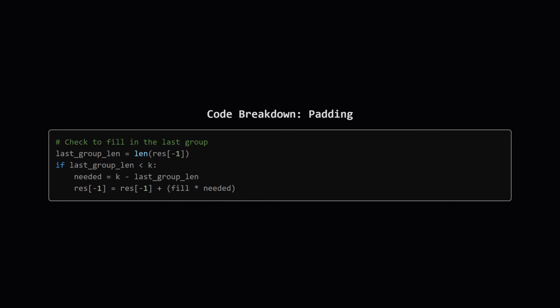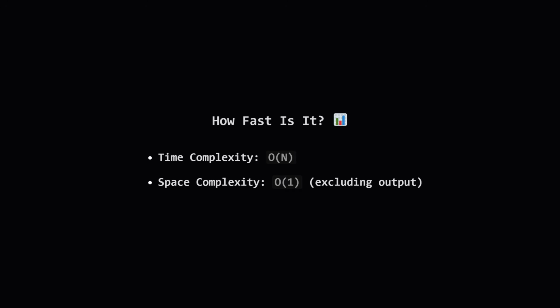Once the loop is finished, we have one final task, checking that last group. We look at the very last item we added to our results list. We find its length. If that length is less than our target size k, we know we need to pad it. How much padding do we need? We simply subtract the group's current length from k. Then, we take our fill character and multiply it, which in Python just repeats the character that many times. Finally, we tack this new string of fill characters onto the end of our last group, updating it in place, and that's it.